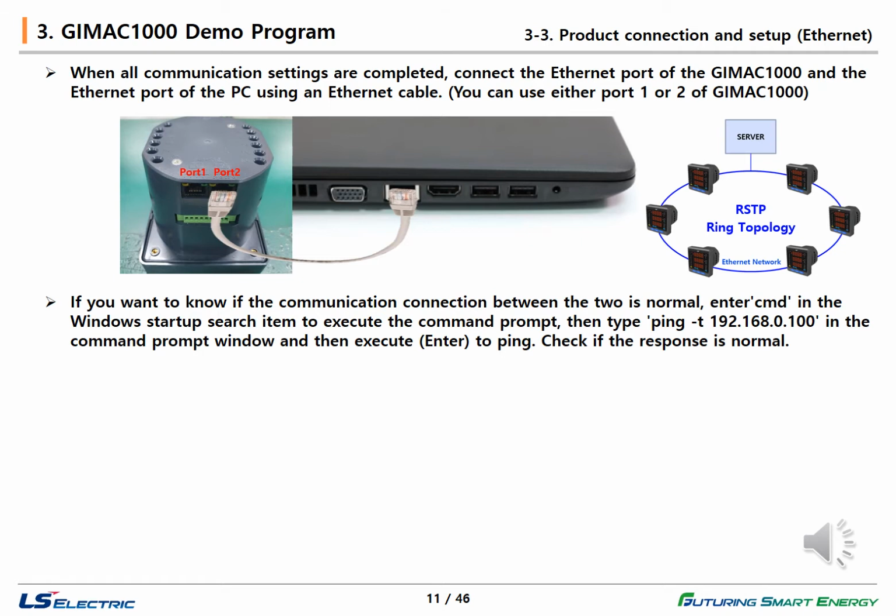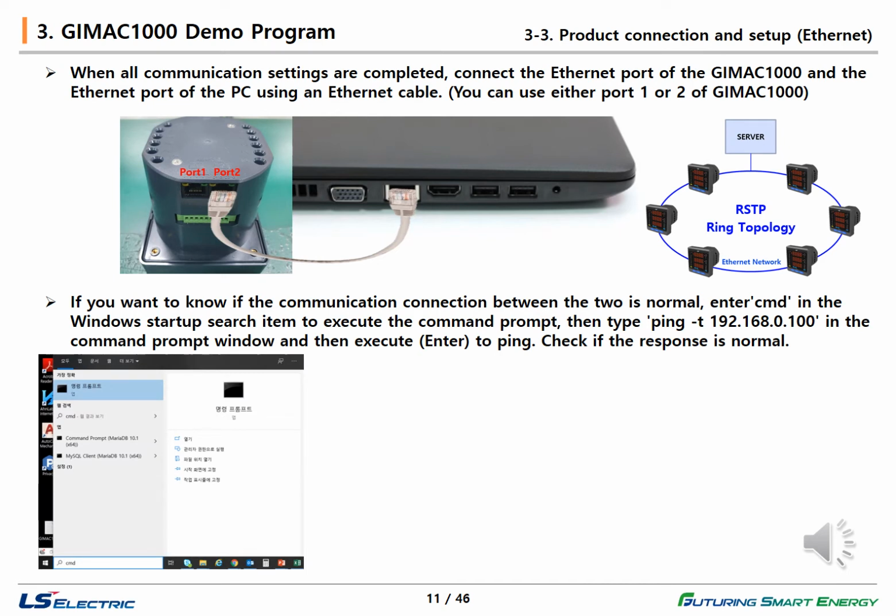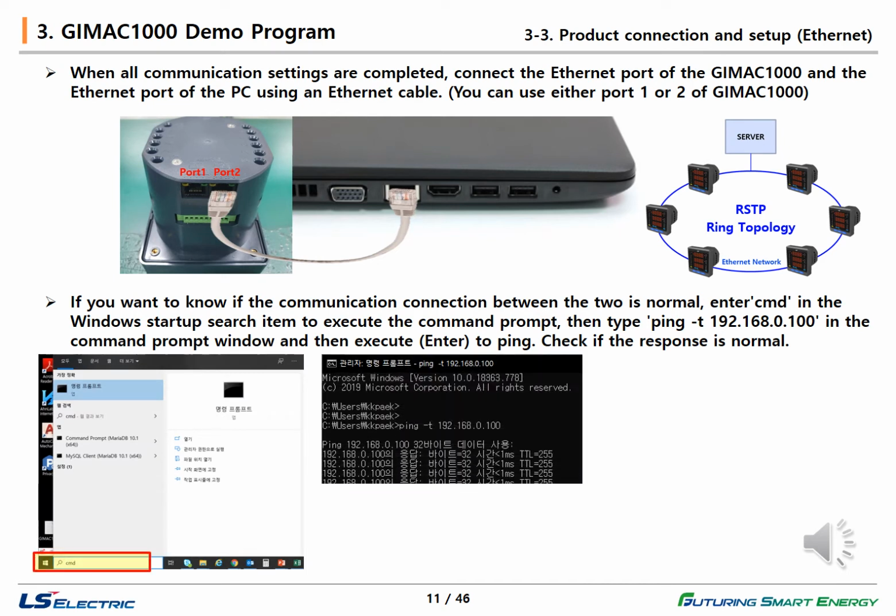After connecting the Internet cable, users may check whether communication between the PC and GMAC1000 works fine through a ping test. To initiate the ping test, type CMD in the Windows search box and open the command prompt window. Type ping space -t space and the IP address, then press enter. If you get a signal from the device, the connection has been established normally.